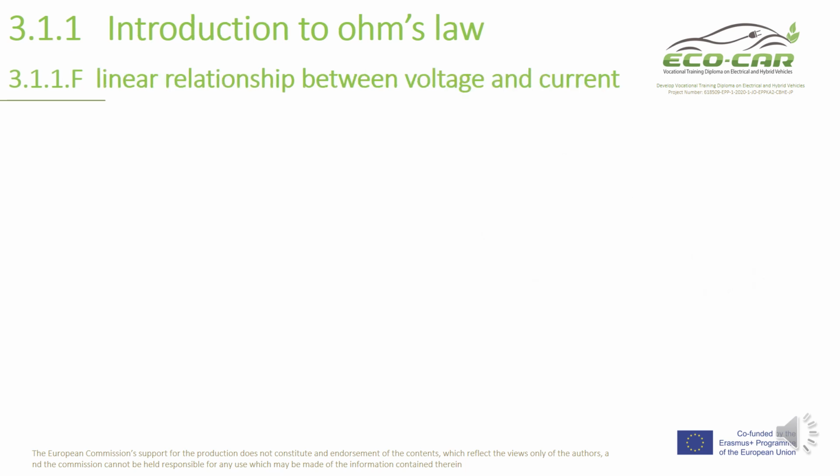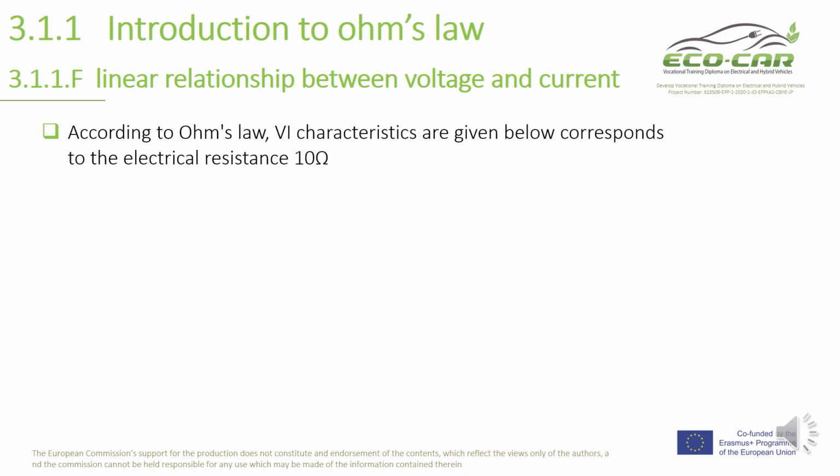Now let's see the linear relationship between voltage and current when the resistance is fixed. In this example, according to Ohm's law, the voltage-current characteristics given below correspond to an electrical resistance of 10 ohm.